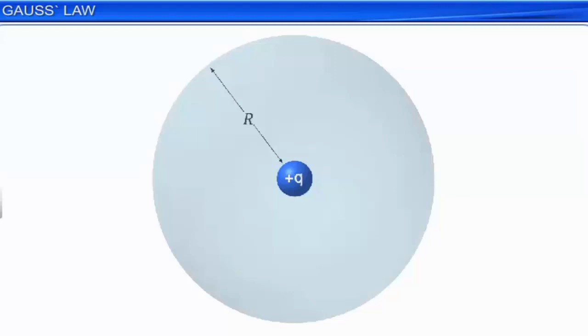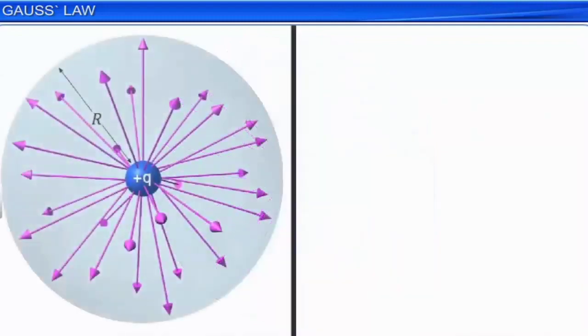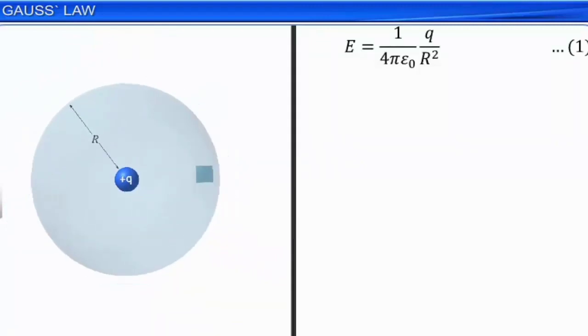The electric field lines of the point charge plus Q are outwardly normal to the charge and hence are outwardly normal to the sphere at all points on its surface. The magnitude of the electric field E at a distance r from the point charge is equal to 1 by 4 pi epsilon naught Q by r square. Let this be equation 1. So we see that for all points on the sphere of radius r, the magnitude of the electric field strength is the same, and it is directed away from the charge plus Q in an outwardly normal direction at each point.